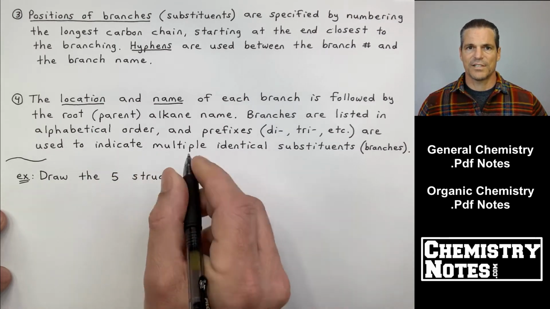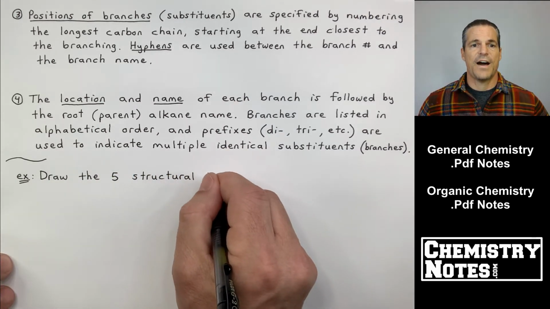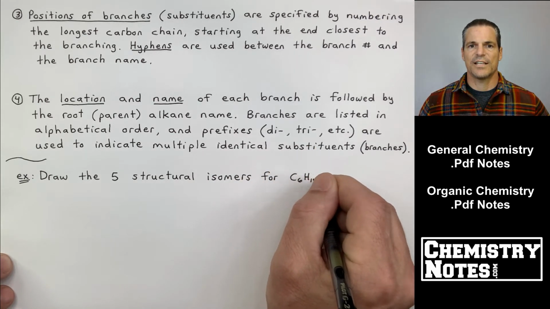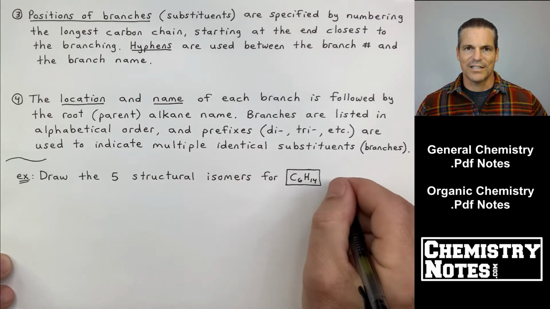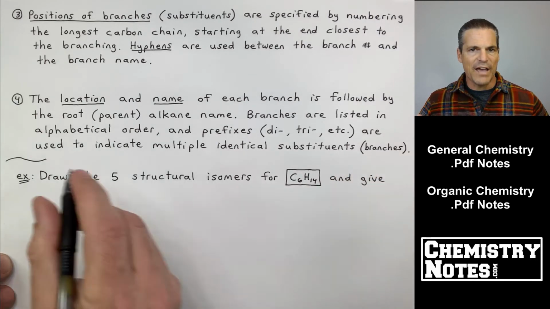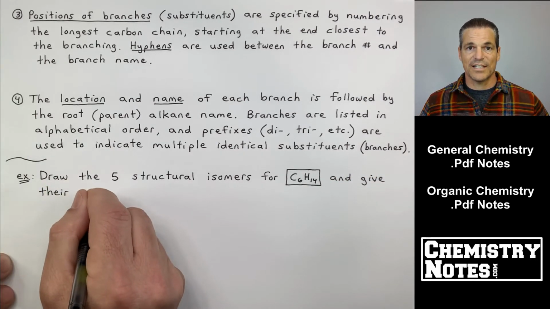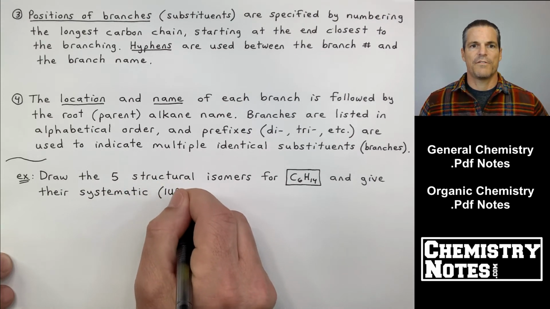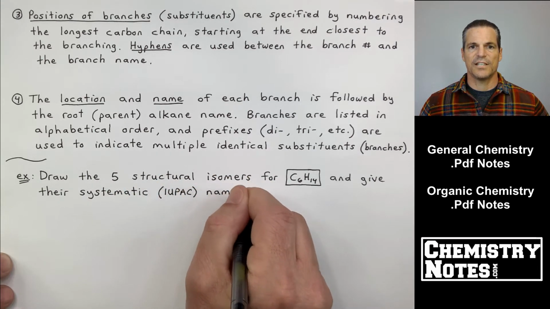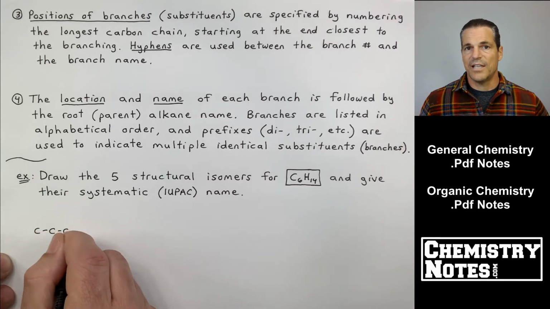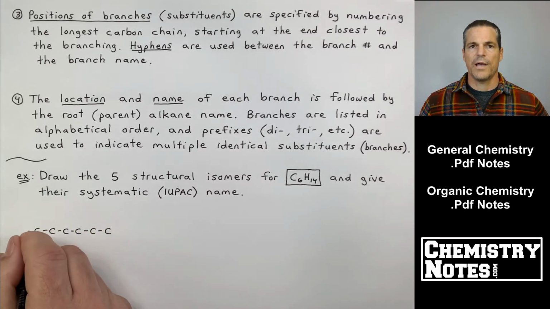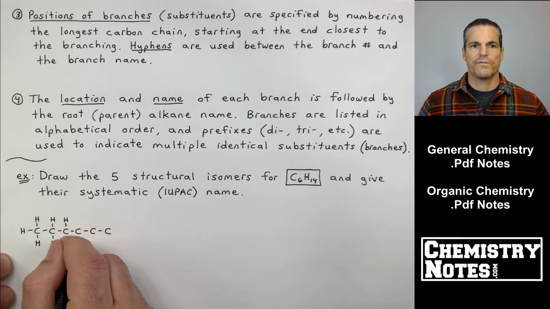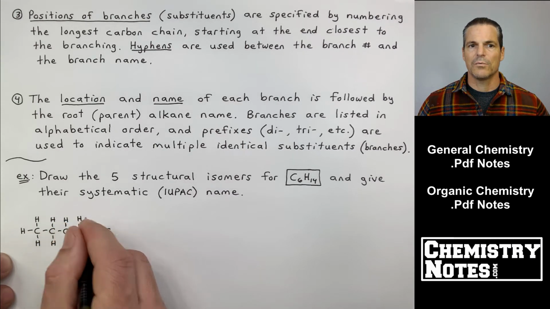So here is our first example. Draw the 5 structural isomers for C6H14. What they're asking is to come up with 5 different ways to make C6H14 that are not identical. So draw the 5 structural isomers for C6H14, and then let's name them. The first one I'm going to do is just 6 in a row: 1, 2, 3, 4, 5, 6 carbons all linked in a row.